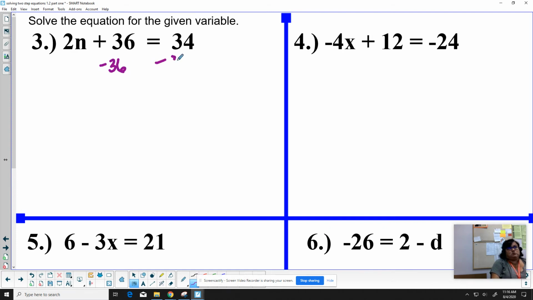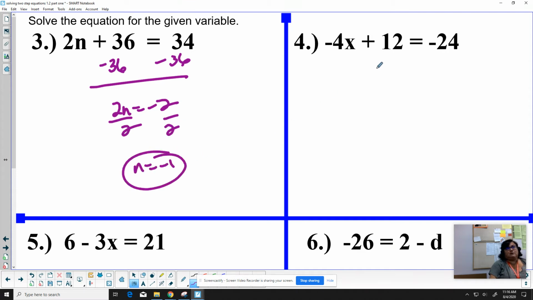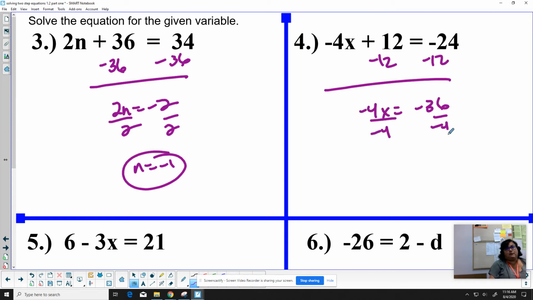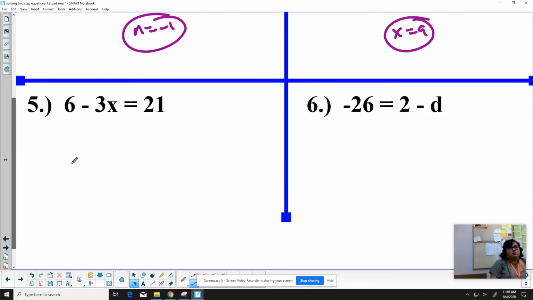So here I would subtract 36 and divide 2. That gives me negative 1. On the second one, I would subtract 12 if you chose to do this one. Remember, you didn't have to do all of them, but make sure you know how to do each one. Okay, make sure you're good on each one. This one's tricky because you have to drop negative 3x.